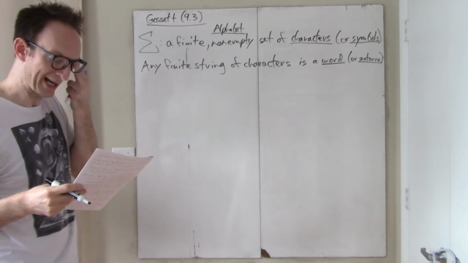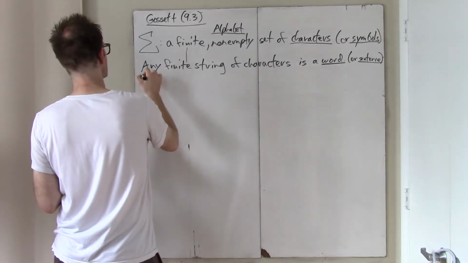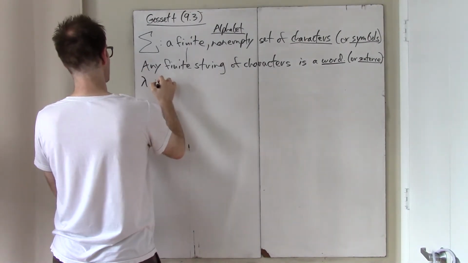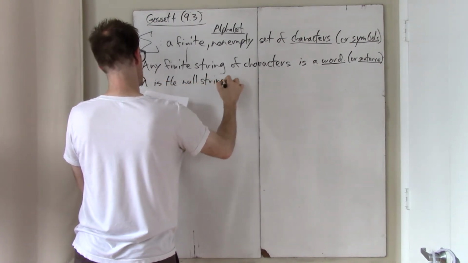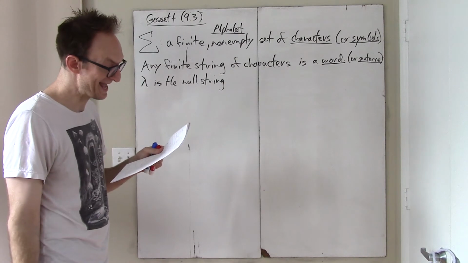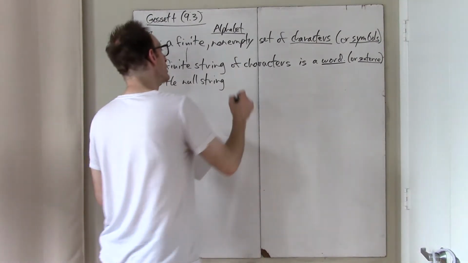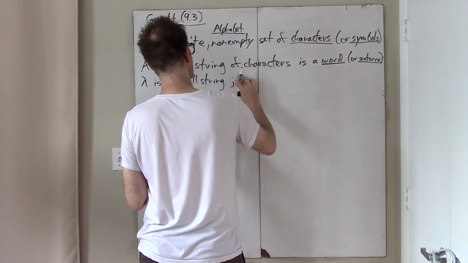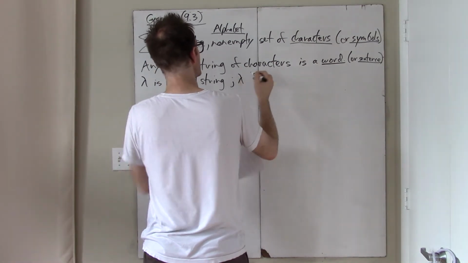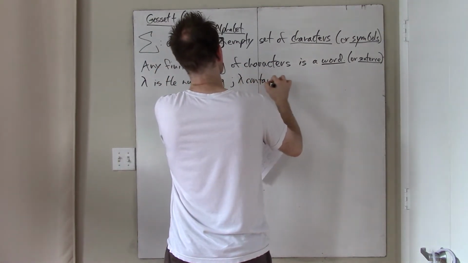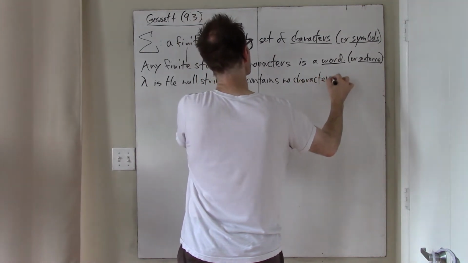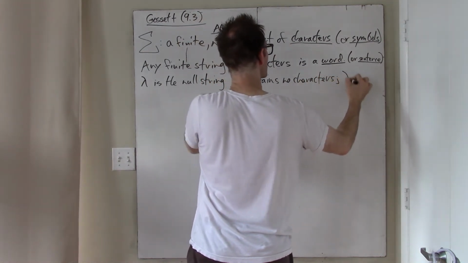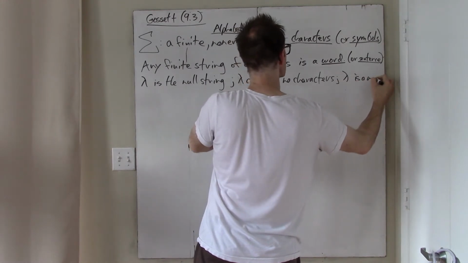Okay, good. Then we have this null string. So lambda, this is the bad lambda, is the null string, as I already mentioned. It contains no characters. But lambda is a word. Lambda is a word.